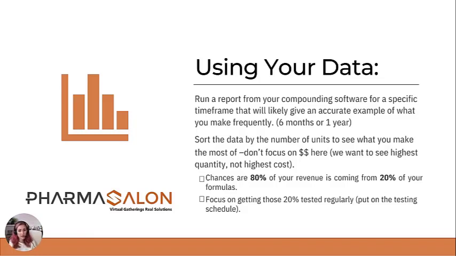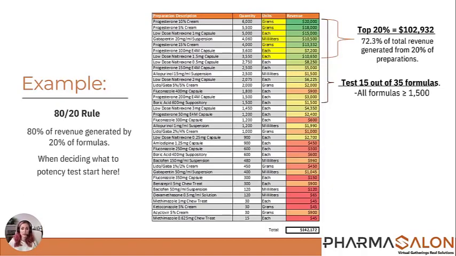Chances are when you sort this data out that 80% of your revenue is going to come from 20% of your formulas. What you want to do is focus on getting those 20% tested regularly. So those are the ones that are going to go on your testing schedule. Let's go ahead and take a look at an example of that.